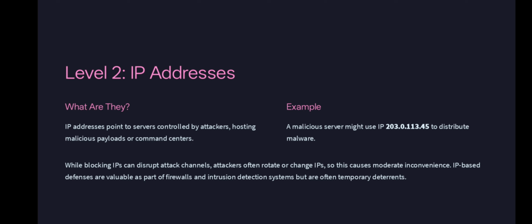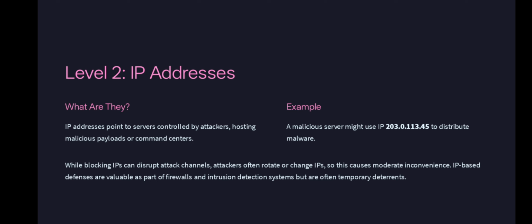Challenges in relying on IP addresses. Despite their usefulness, IP-based detection has significant limitations. 1. IP reuse and reassignment. Dynamic IP addresses are frequently reassigned by ISPs. A malicious IP today might belong to a legitimate user tomorrow. 2. Use of proxies, VPNs, and TOR.